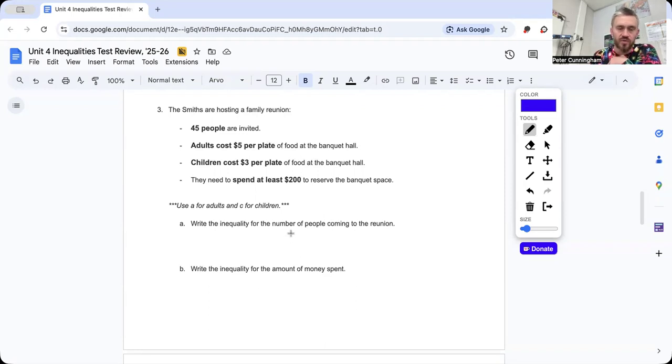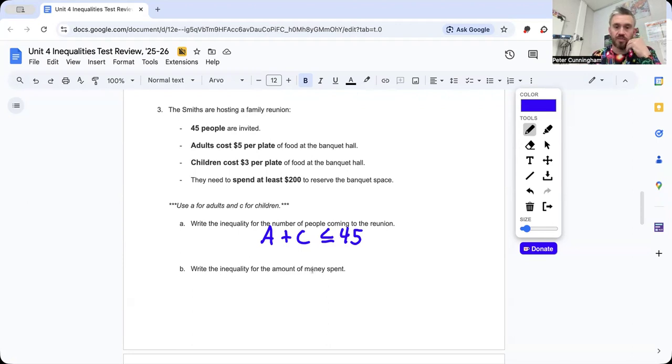Okay, so 45 people are invited, so we will have adults plus children will be less than or equal to 45, right? All the people that are invited will come, unless it's like my wedding and people just show up. It was fun though. It's all good. But it can't be more, right? Everybody can come, or a few people might not come for whatever reason.